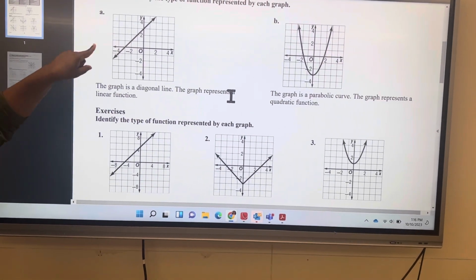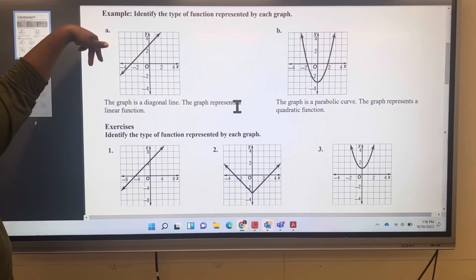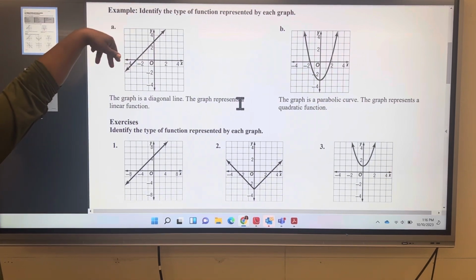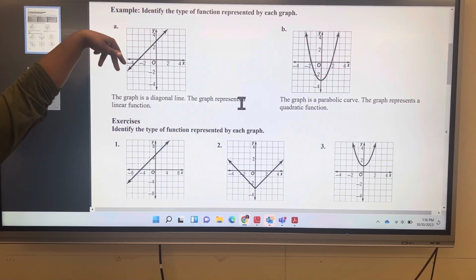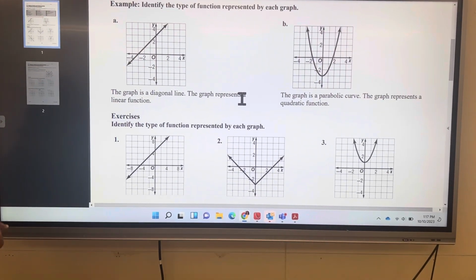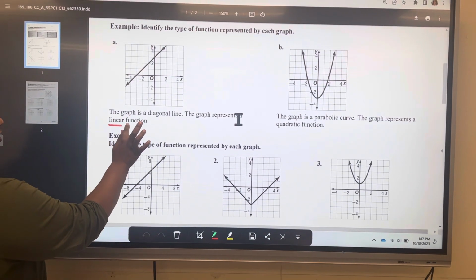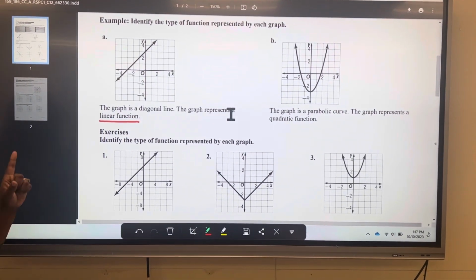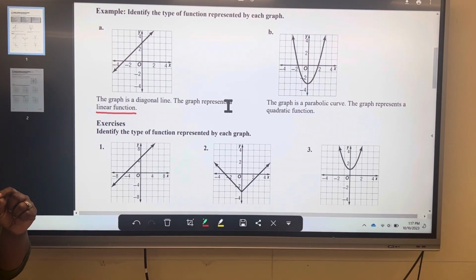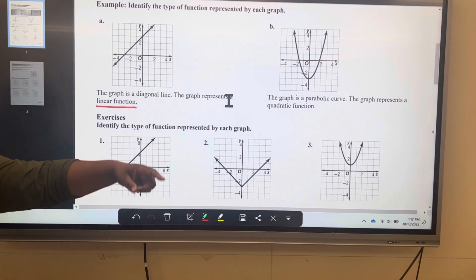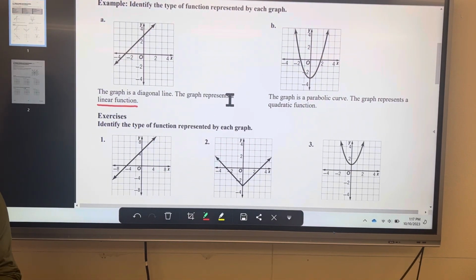So you should be looking at that the graph is a diagonal line. So what type of lines give you, it has to be a line number 1 and it has to be diagonal. Well, that's going to be a linear function. So all you should have put on number 1 or A is that it's a linear function. That's the answer for this picture. Does that make sense? So you don't have to write these big exuberant sentences. Just write what the word is.